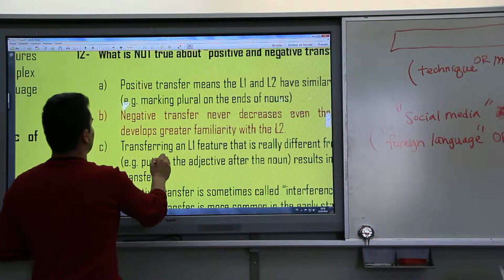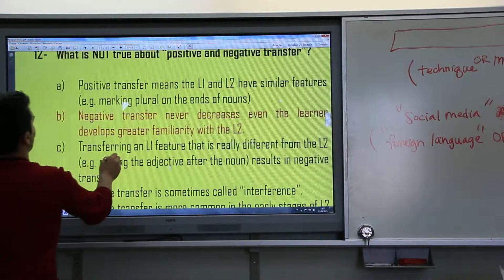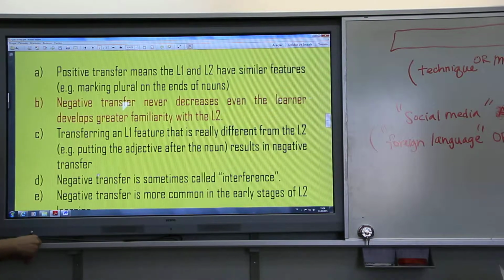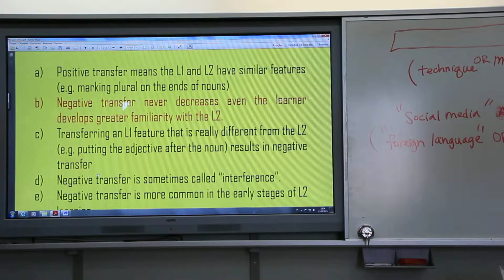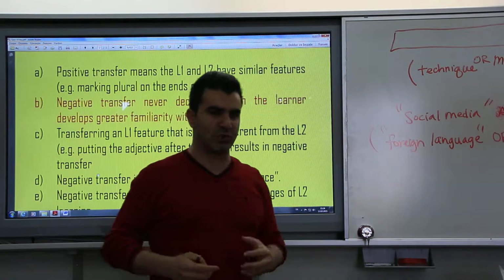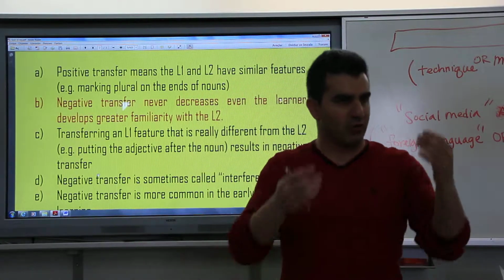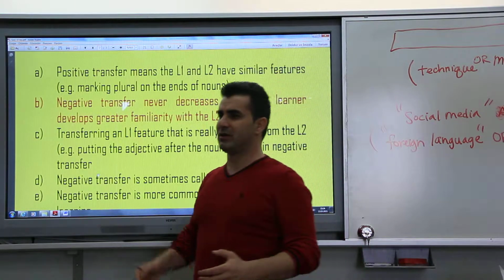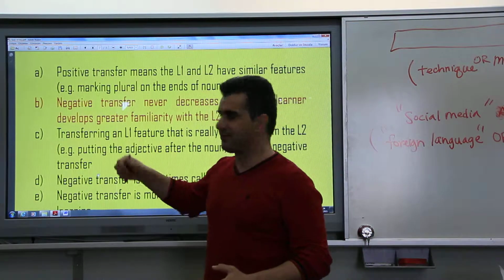12b. What is not true about positive and negative transfer? Negative transfer never decreases, even when the learner develops greater familiarity with the L2. No. When the learner develops familiarity with the second language, of course, negative transfer decreases. What is negative transfer? The things that we talk about, right?